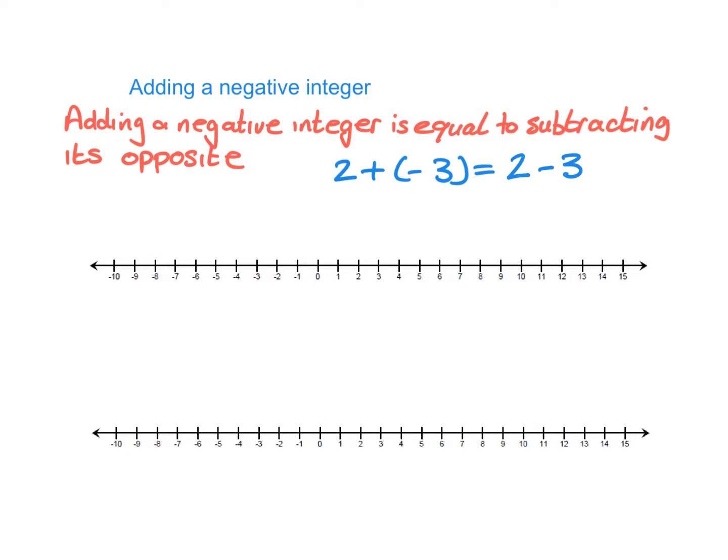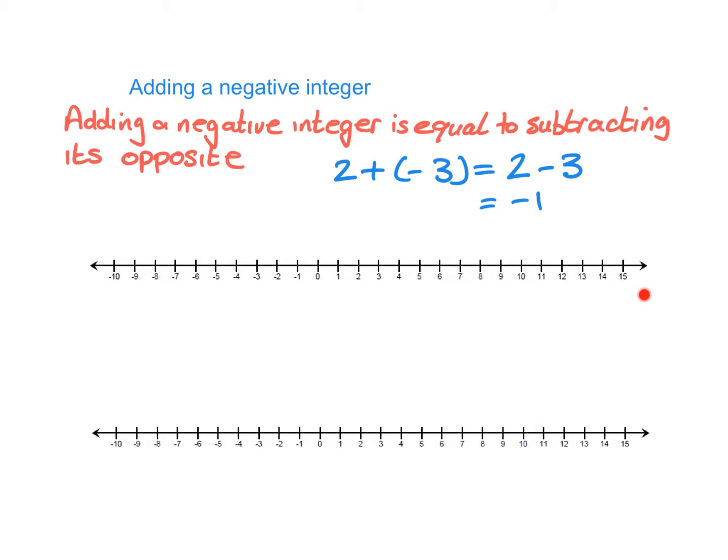And how did I get that? Well, my 2 stays the same. We're going to add a negative, therefore we need to subtract its opposite. So the positive becomes a subtract, and the negative 3 becomes a positive 3. And therefore 2 subtract 3 is equal to negative 1.